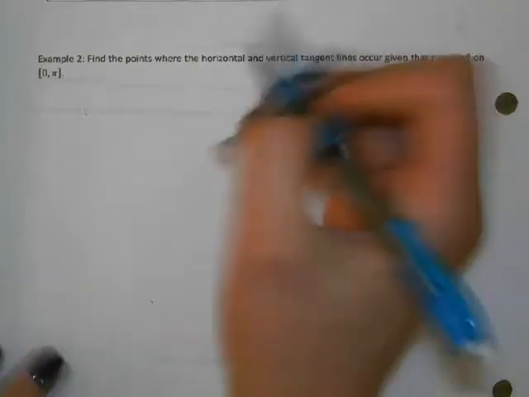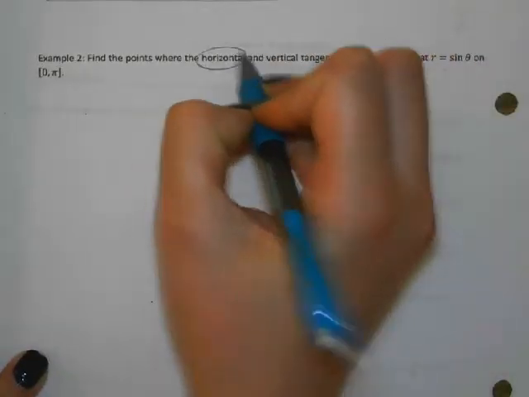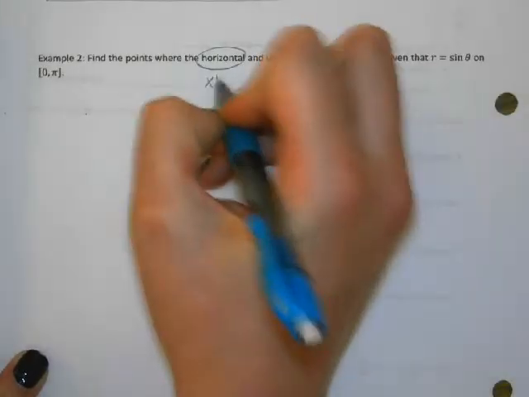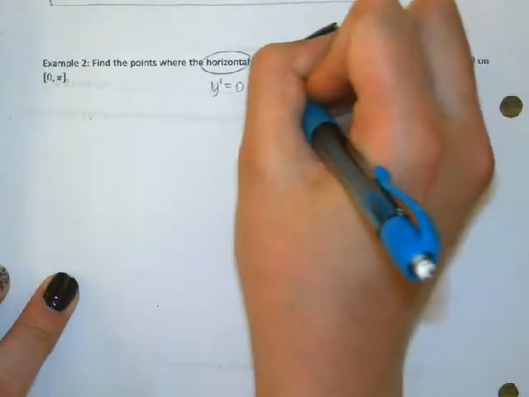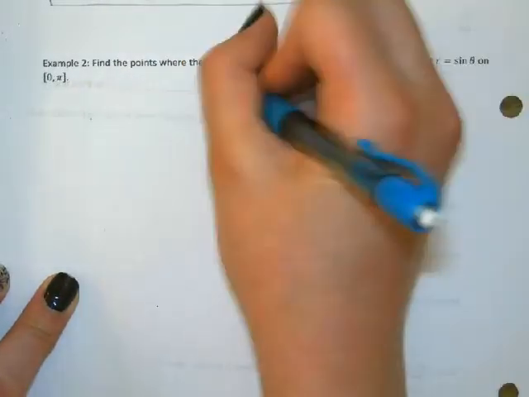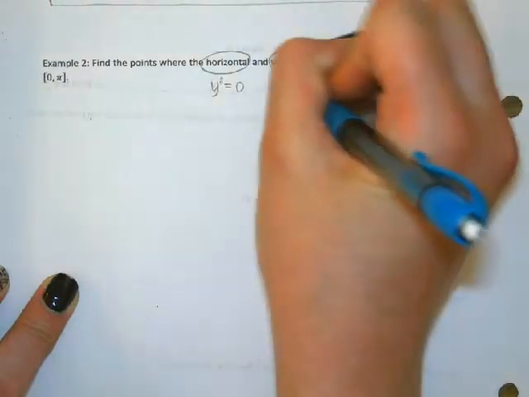Okay, number 2 says find the points where the horizontal and vertical tangent lines occur. So what are we looking for a horizontal tangent line? x prime is going to equal 0. Oh, no, that's the bottom. We want the top to equal 0. y prime is going to equal 0. What about the vertical tangent? x prime is going to equal 0.